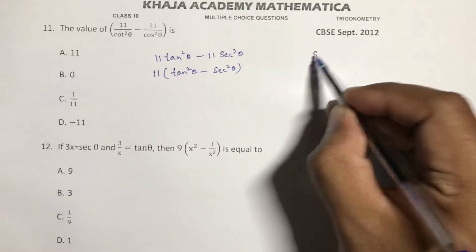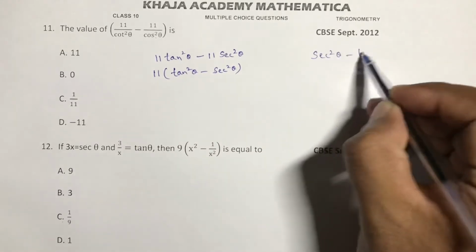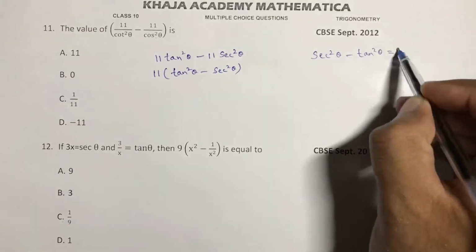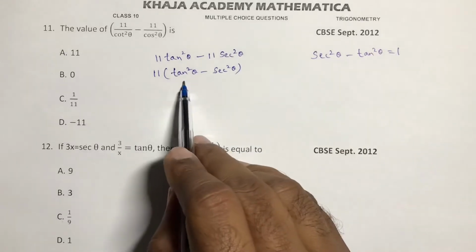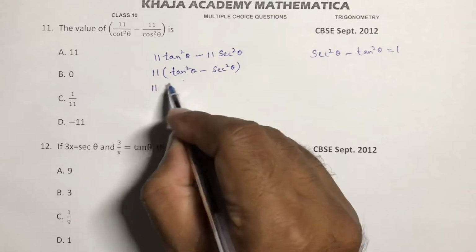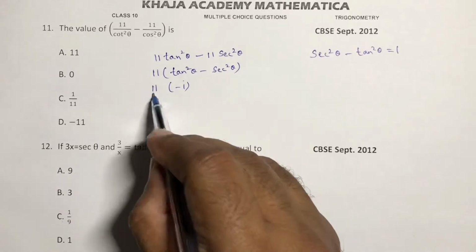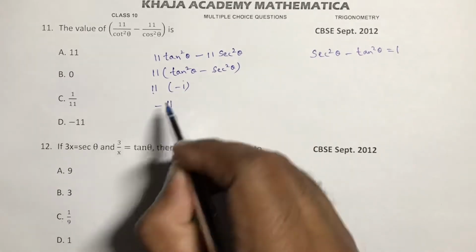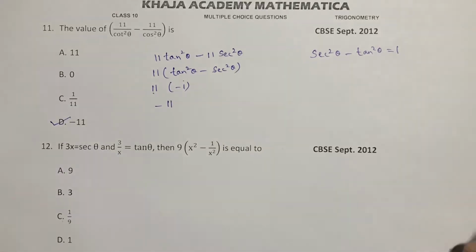See, the identity is secant square theta minus tan square theta equals 1. But here I got tan square minus secant square. So the value of tan square minus secant square is minus 1. So 11 into minus 1 is minus 11. So the correct option is D.